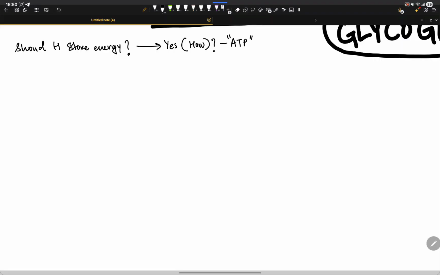Now, why not just make millions of ATP molecules? Let's think about it. I think ATP is like cash, and cash can be very tough to store if you have millions and billions of it. Imagine you receive $50,000 inside your pocket. Are you going to keep it? No, you cannot keep $50,000 in your pocket. You can't carry it.